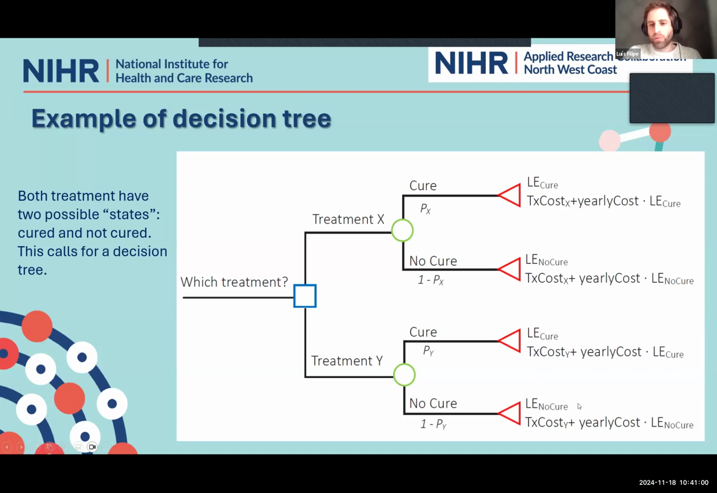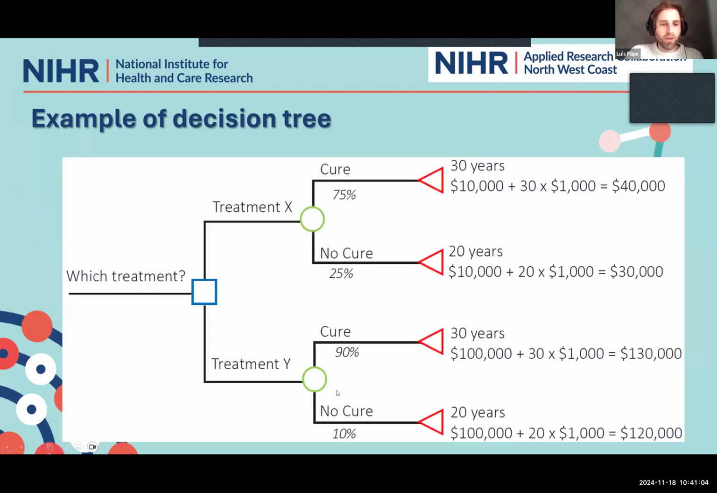It's just kind of a replication. So let's put some numbers into it and let's look at it. Let's assume that treatment X has a 75% probability of cure and a 25% probability of no cure, while treatment Y in this case is more effective. So it has a 90% probability of cure and only a 10% probability of no cure.